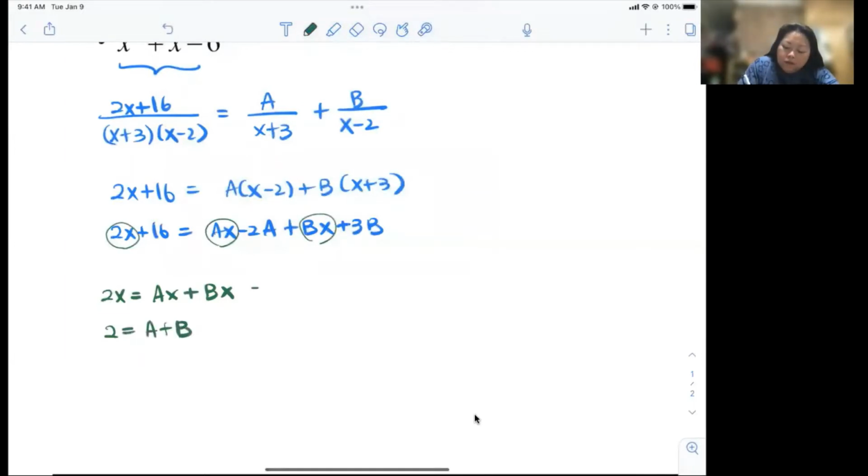If you want to know what I did, I really factored out the x and then put a plus b here, so that I can see that 2 is equal to that, because x is equal to x. That's what I'm really doing. Okay, all right. So now I'm going to look at the remainder, the constants. Here I have 16 and I have negative 2a and I have plus 3b. So 16 equals negative 2a plus 3b.